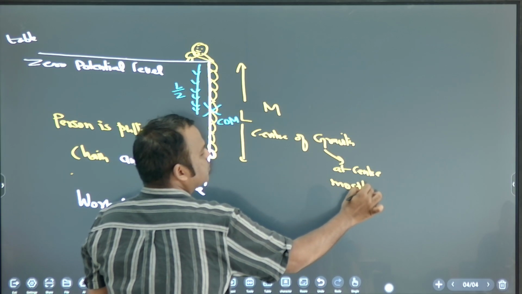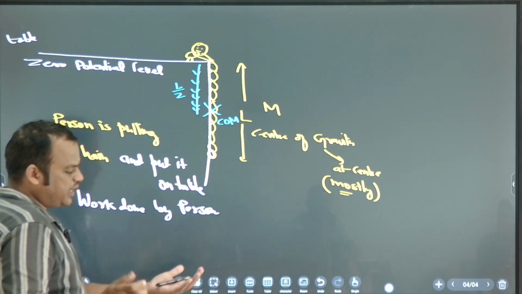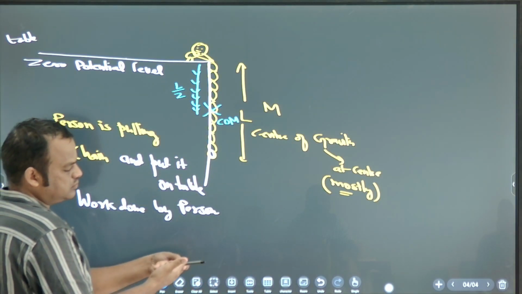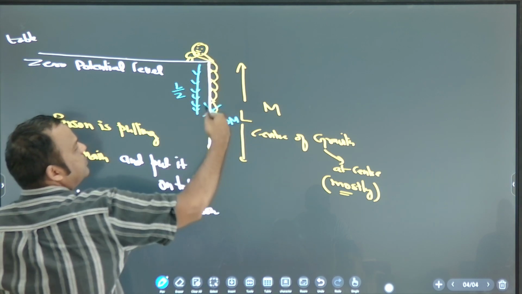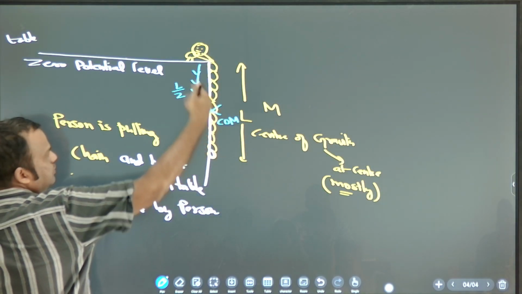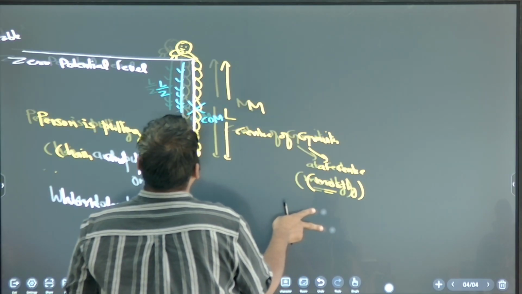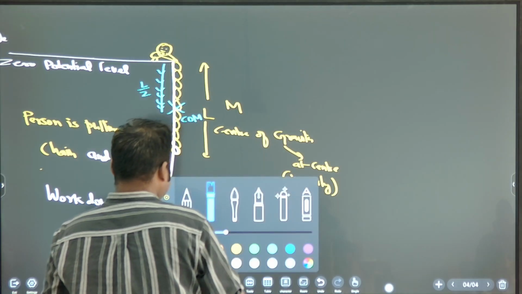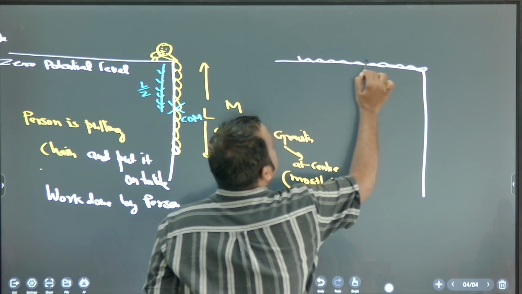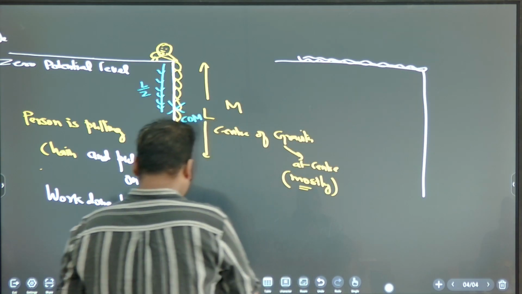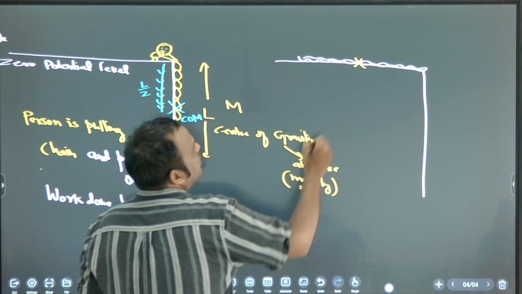Mostly where is the center of mass or center of gravity? At the center, like this pen. Okay, mostly. So the chain is there, and the center of mass is here, at L by 2 distance. Now the whole chain will be on the table, so draw another diagram. Now the whole chain is on the table. Where is the center of mass? Here.